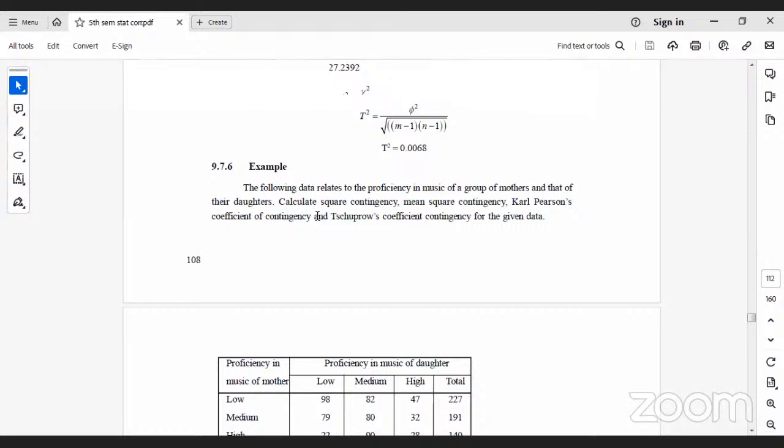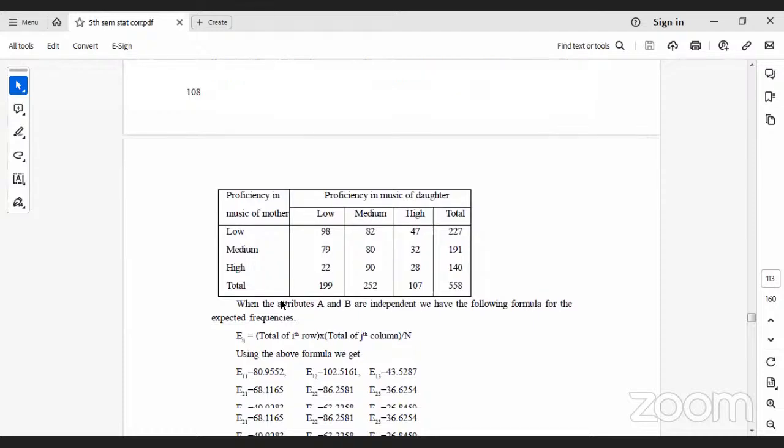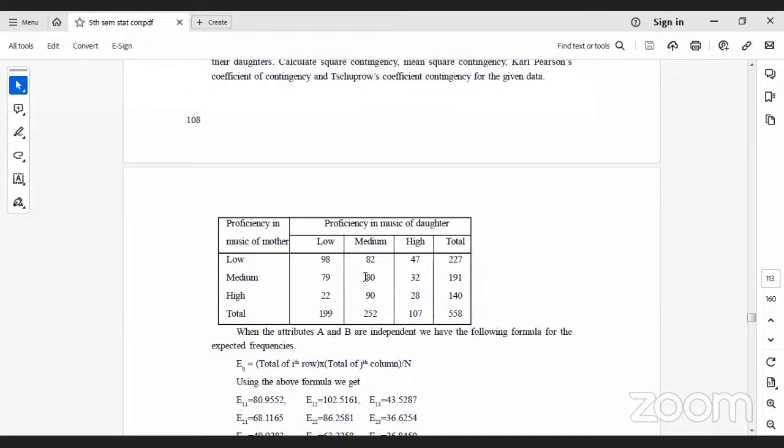The following data relates to the proficiency in music of a group of mothers and that of their daughters. Calculate the square contingency, mean square contingency, Karl Pearson coefficient of contingency, and Tschuprow coefficient of contingency for the given data. Proficiency in music: low, medium, high, total. Here also the same total, 98.